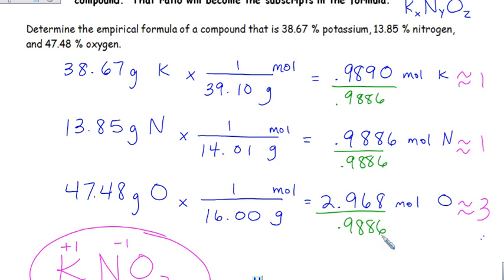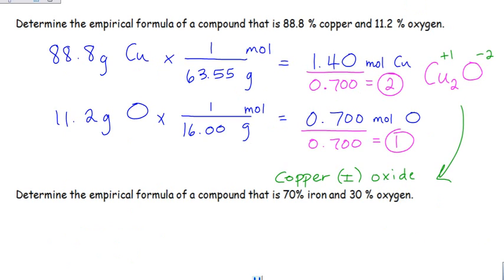0.9886. You could totally do that, and it will just confirm the ratio 1:1:3. But these will be close to round. Not a 0.4, not a 0.7. Then you've got to divide by the smallest. All right, let's try one more.